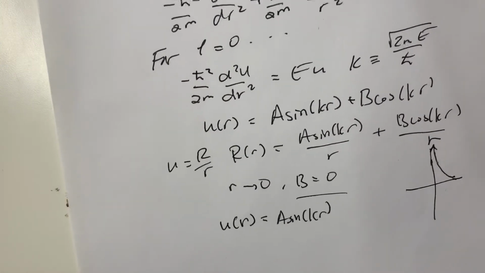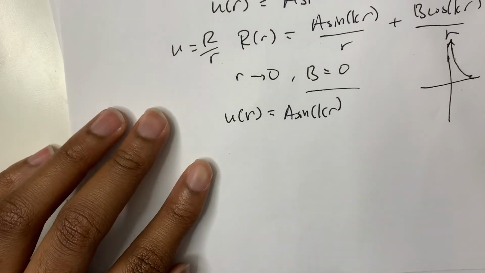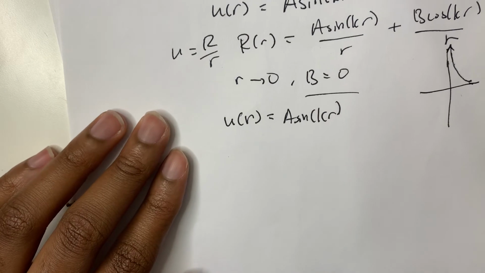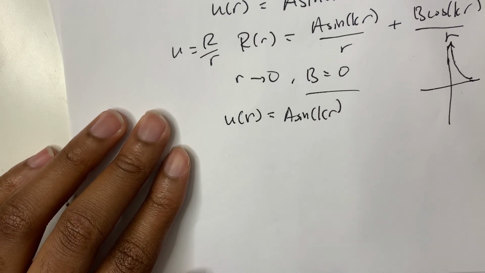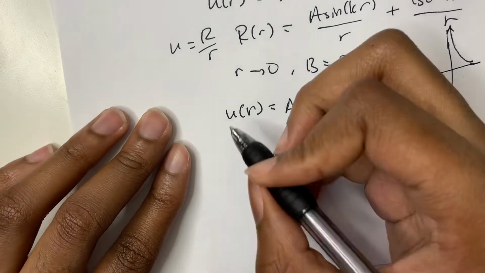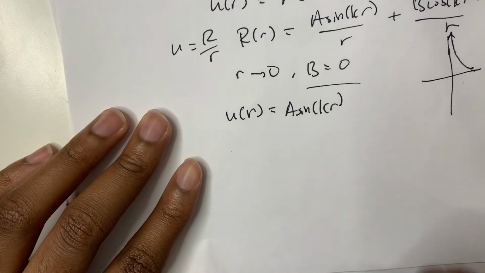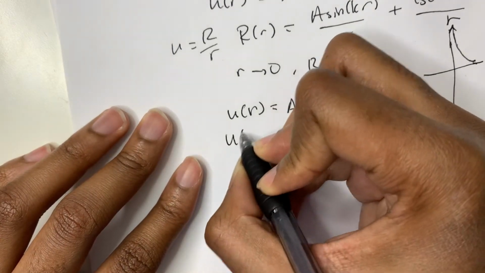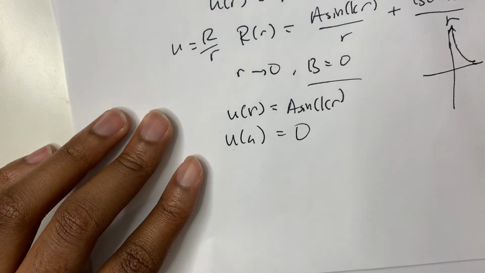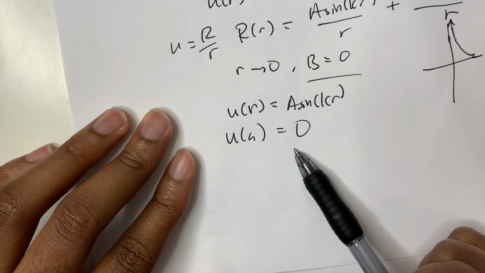So u of r is going to be A sine of kr. Great. Okay, let me just move this up a little bit. So u of r is A sine of kr. Now what do we do? Well, now we have to impose some boundary conditions. What boundary condition are we imposing? You have to impose the condition where u of a equals 0, right? Since our potential is going to be infinity if r equals a. So u of a has to be 0.